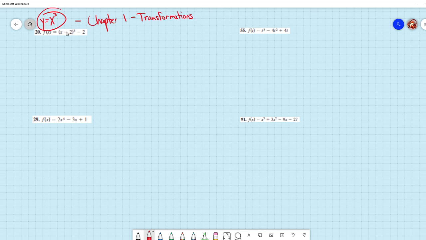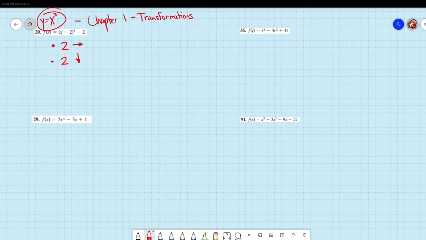So the transformations that are happening here from the parent function to this: I am moving 2 to the right and I'm moving 2 units down. Those are my 2 transformations. The -2 in here is telling me I'm moving to the right 2 units, and the -2 out here is telling me that I'm moving down 2 units. So that's me describing the transformations. No particular order. It didn't ask me for that. It's not asking me to make a sketch of the graph. It just tells me to describe the transformation. So that's what we did.